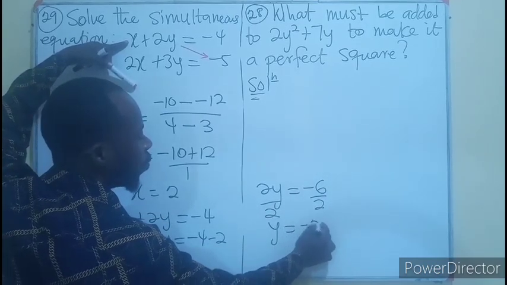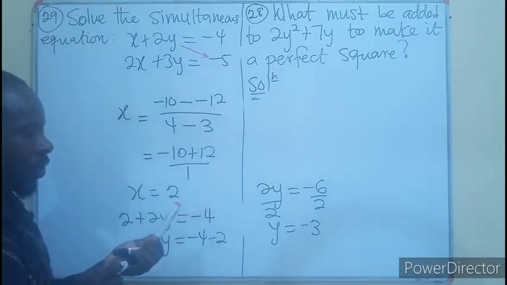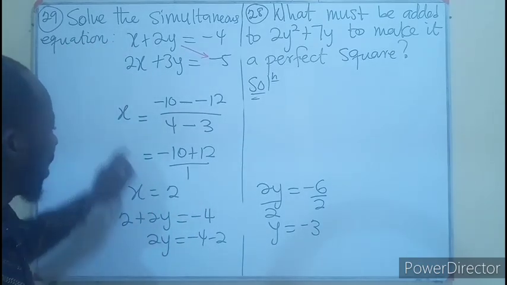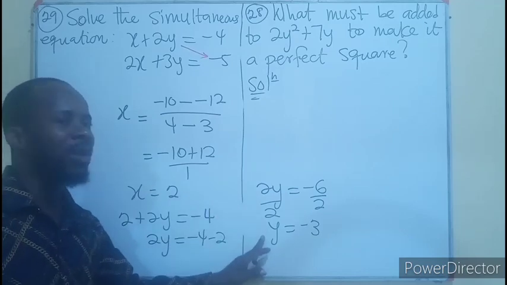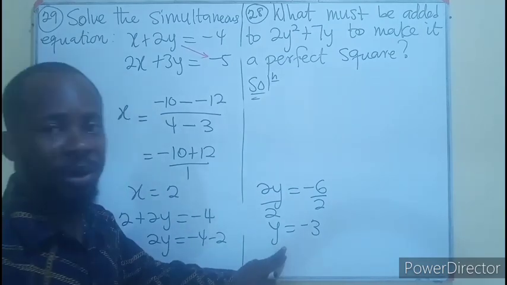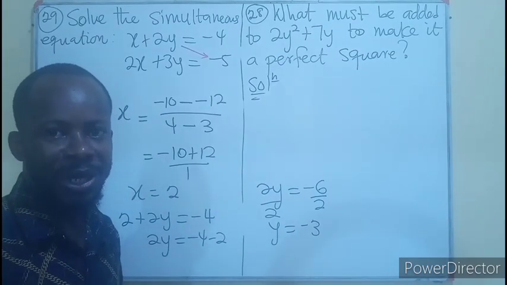Y will be equals to what? Negative 3. So it means that the value of x is 2. The value of y is what? Negative 3. That will be the option C on the question paper.